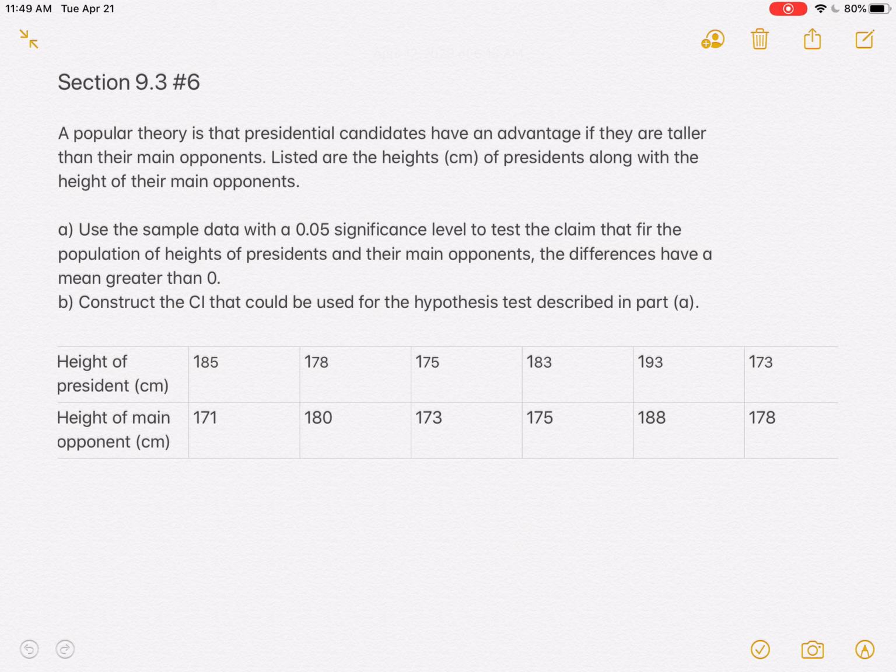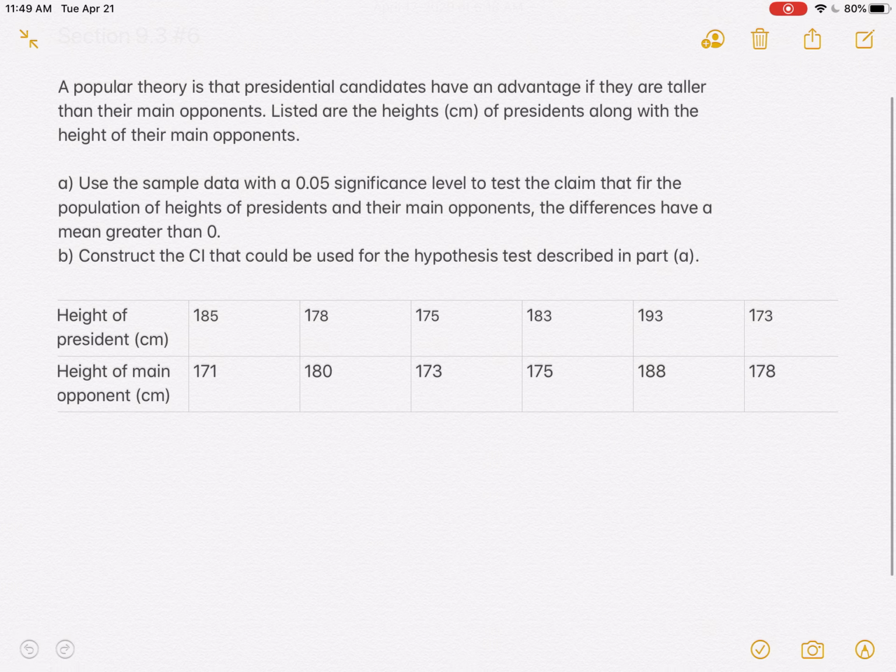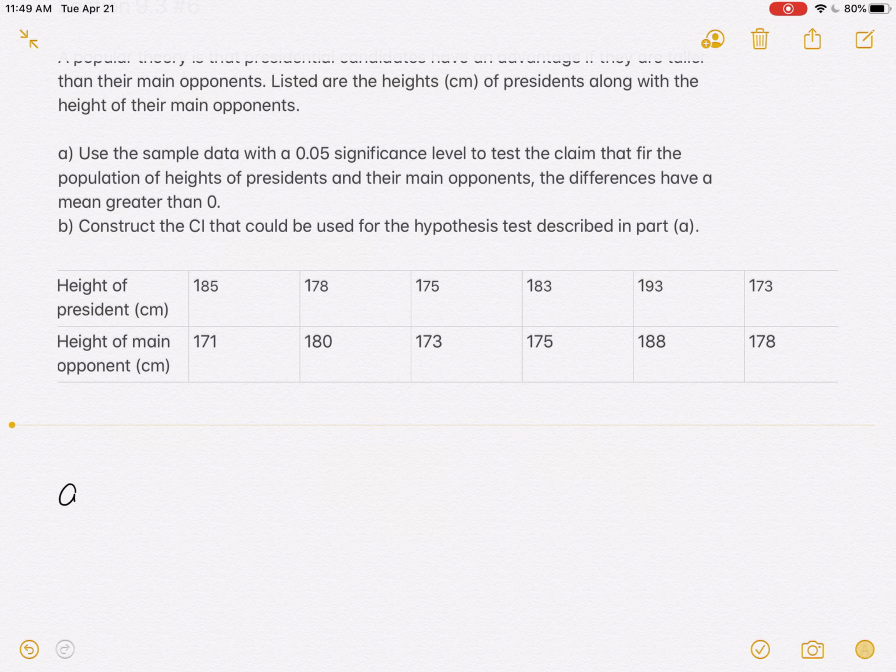And it says use the sample data with the 0.05 significance level to test the claim that for the population of heights of presidents and their main opponents, the differences have a mean greater than 0. So our claim is nice. So let's go ahead and do part A.